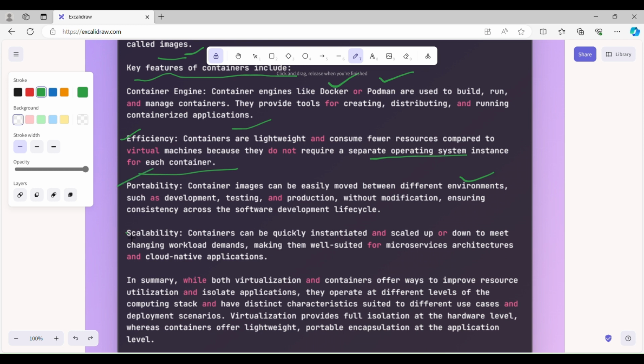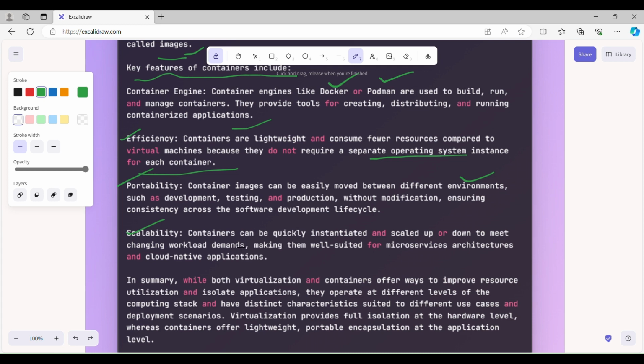The next feature is scalability. Containers can be quickly instantiated and scaled up or down to meet changing workload demands, making them well suited for microservices architectures and cloud native applications. So when there is a huge demand, it automatically increases its size to meet the expectation.